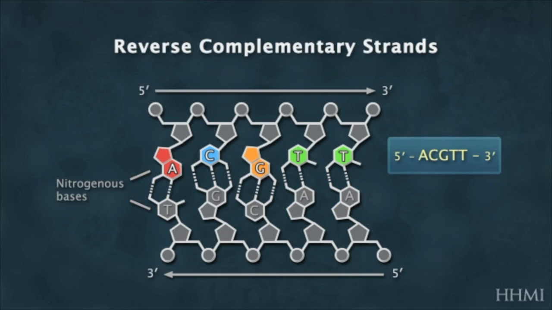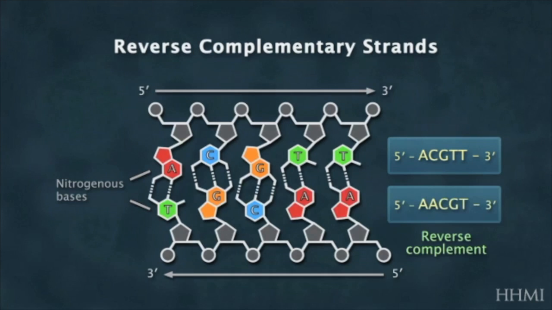A beautiful little feature of knowing these hydrogen bonding pairing rules is that if you know the sequence on one strand of DNA, you automatically know the sequence on the other strand of DNA. So if this reads ACGTT across 5' to 3', on the other strand going the other direction, it's going to read AACGT.